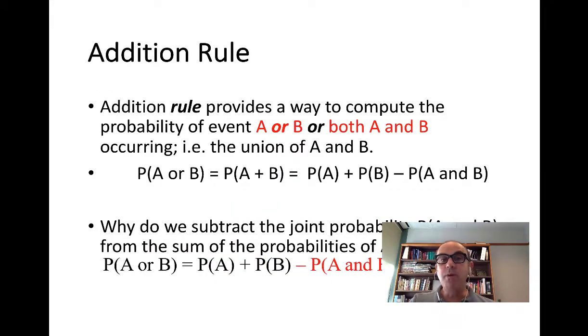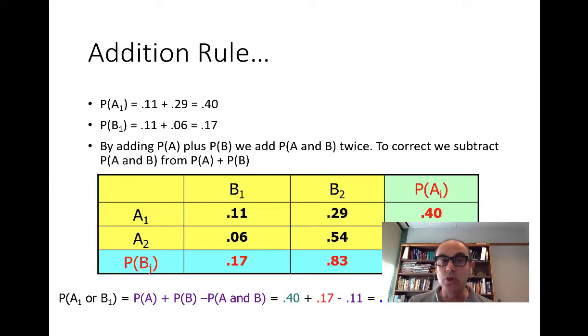The addition rule provides a way to compute the probability of event A or B, or both A and B. That is the idea of the union of A and B. So this is the formula: P(A or B) is P(A) plus P(B) minus P(A and B). What is the idea, and how do we apply it? Let's do some rules or examples of it.